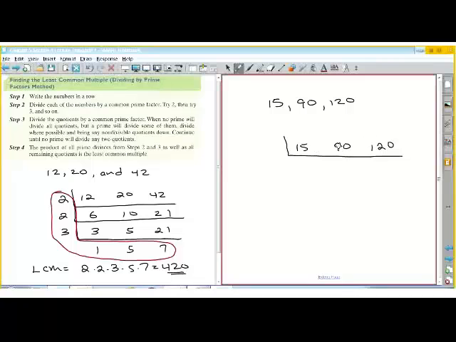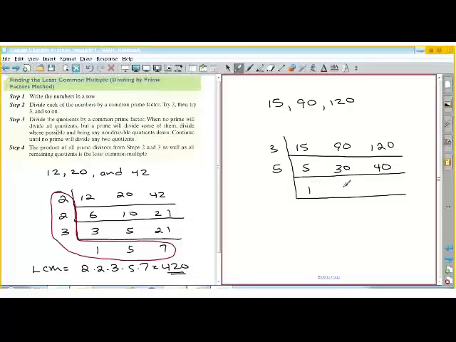You notice that they're not all even, so I can't divide by 2. They are all divisible by 3, so I'm going to do that. 15 divided by 3 is 5. 90 divided by 3 is 30. And 120 divided by 3 is 40. At this point, I can't divide them by 3 anymore. I can divide this one by 3, but not these two. So the next thing I do is try 5, and you can divide each one by 5.